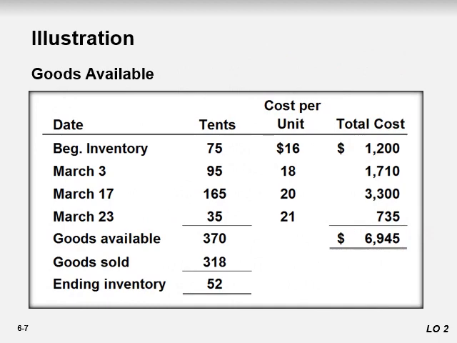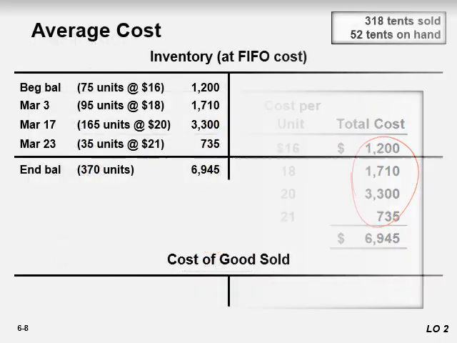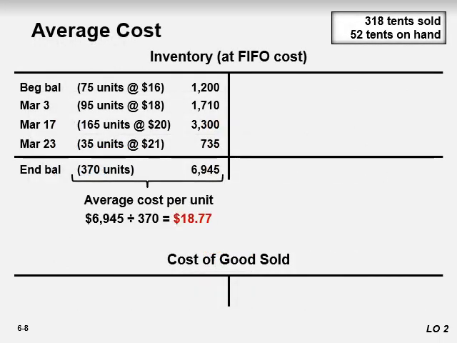Average costing. How much sold? They have sold 318. So first of all, average is simple. You add all the costs and you add all the goods that you purchase, right? You divide it by this number. Average is total cost divided by the ending balance of 370 units. So cost is 18.77.